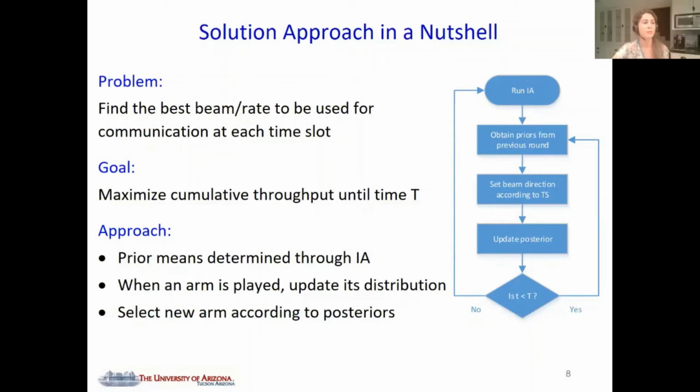And then what we do is, whenever an arm is played, or whenever a beam is selected for transmission, we observe a reward and we then update this beam's reward distribution. And then we simply select a new arm according to the updated posterior distributions.